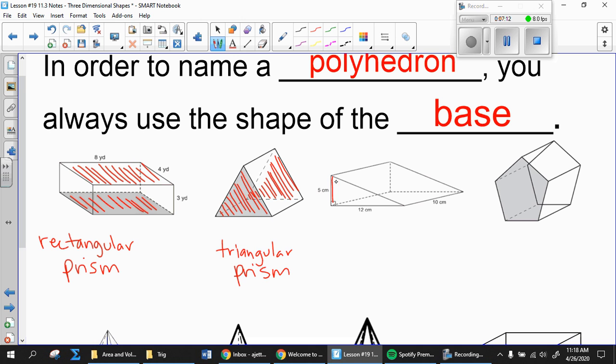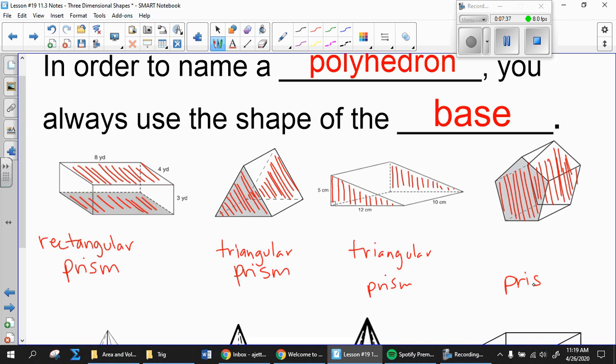Same thing here. I have two identical bases, front and back. They are triangles. So since I have two bases and they're triangles, this again is a triangular prism. Over here, my bases again are front and back. So this is a prism. Now we just decide, what is that shape? Well, it has 1, 2, 3, 4, 5 sides. So this is a pentagonal prism, because it's a pentagon prism.